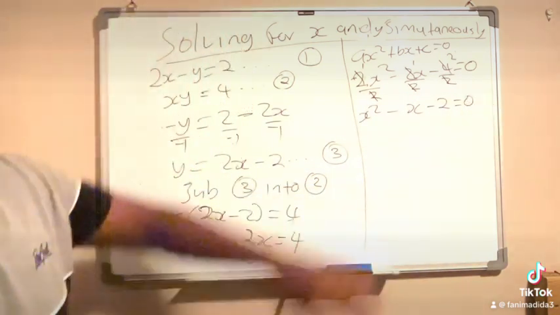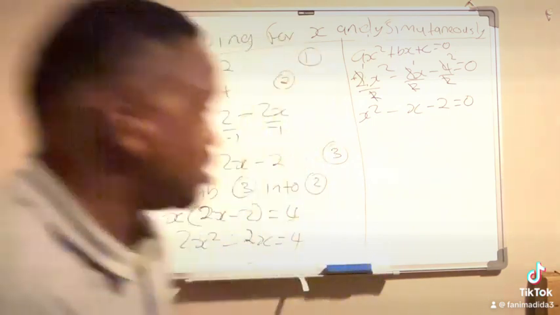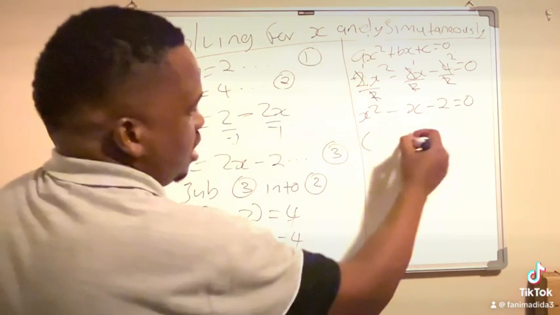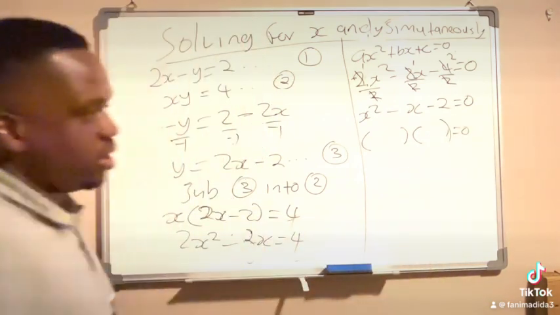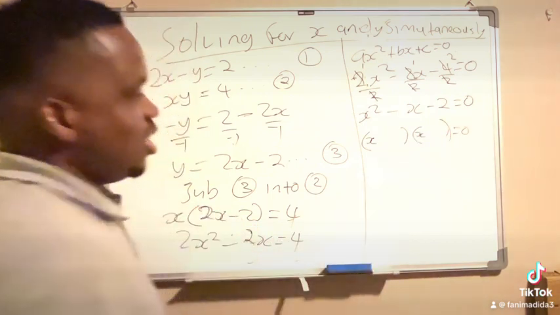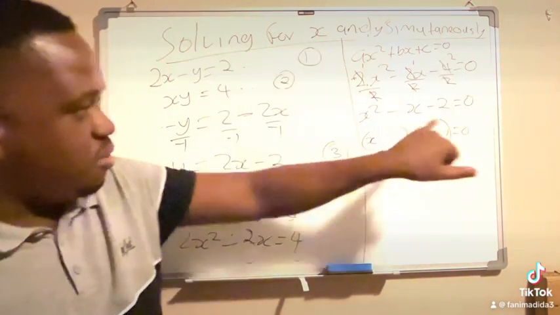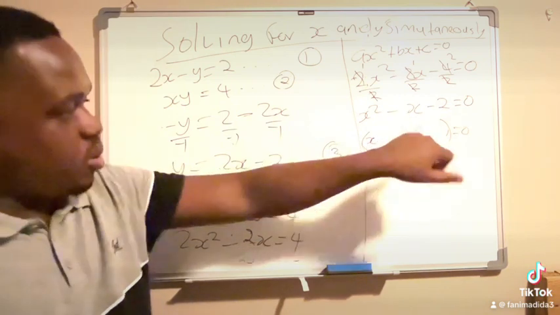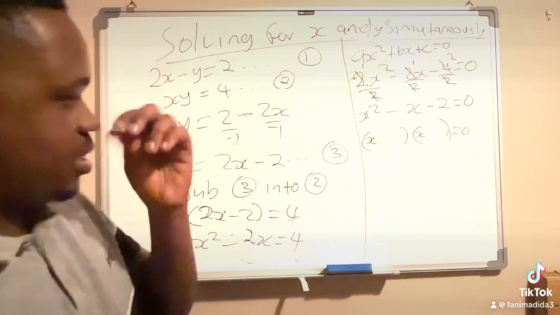So right now, this equation is much simpler for us to factorize. Let's do that. Let's open the brackets. We're going to have x, x. Let me just open this one a little bit wider. So right now you need to look for the multiples of 2 that, when you add them, give you a negative 1, because the coefficient of this x over here is negative 1.